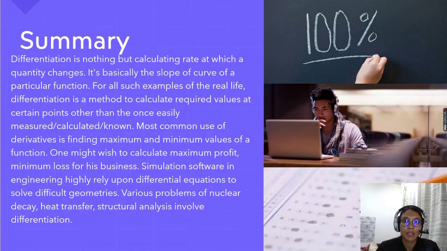Differentiation is nothing but calculating the rate at which a quantity changes. It is basically the slope of the curve of a particular function. For real-life examples, differentiation is a method to calculate required values at certain points other than the ones easily measured or calculated. The most common use of derivatives is finding maximum and minimum values of a function.